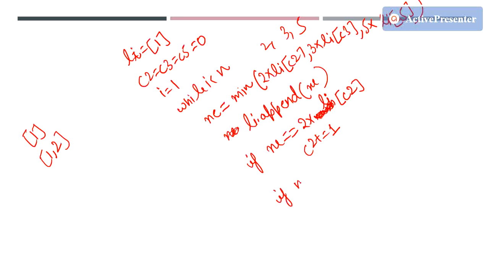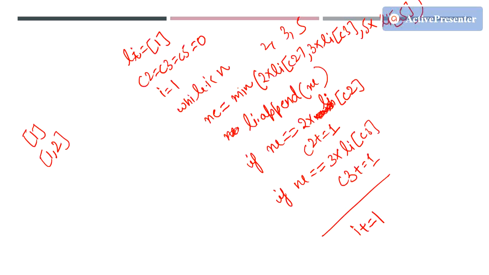We will check the same for 3 as well, that is 3 into Li of C3. So we will increment the count of C3, and we will do the same for C5 as well, right? Currently we are having 2 elements only. Also, we have to increment the value of I. Again, the loop will run.